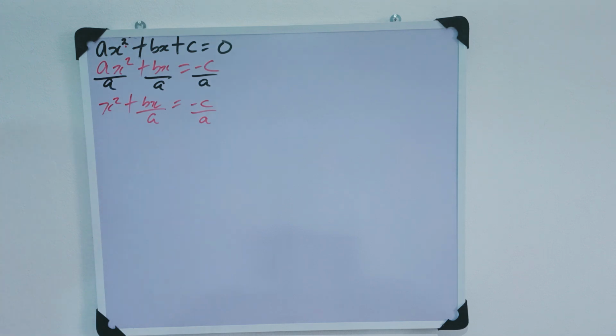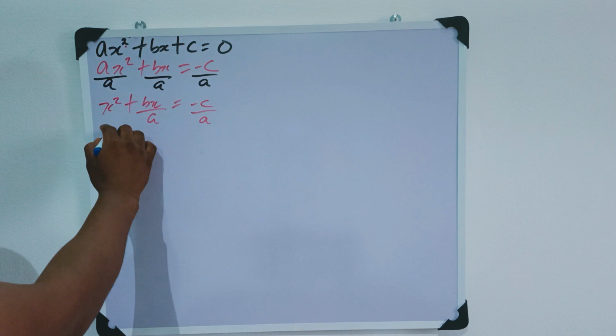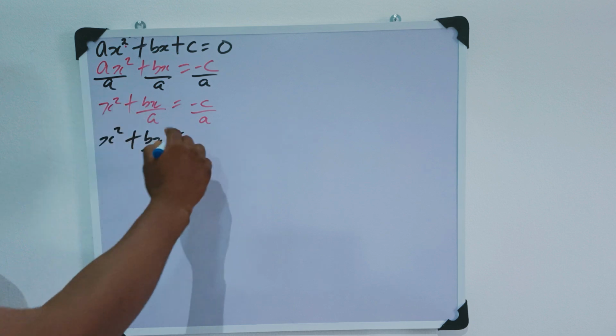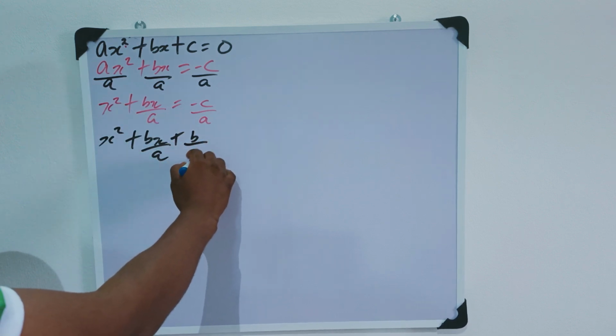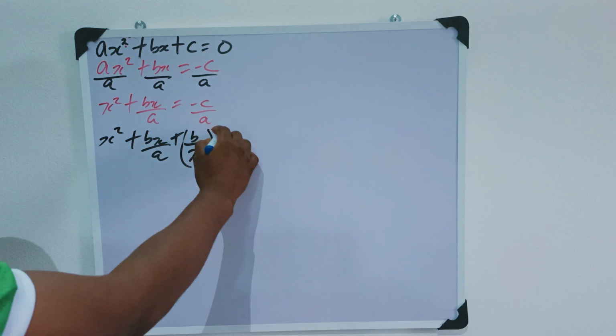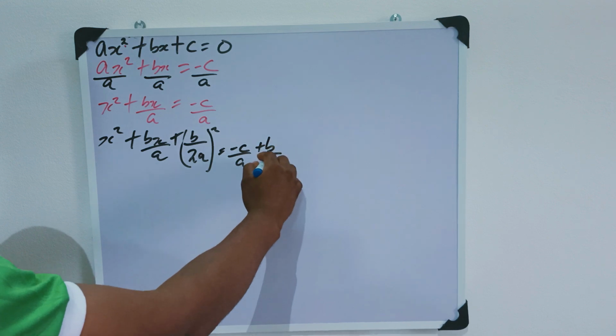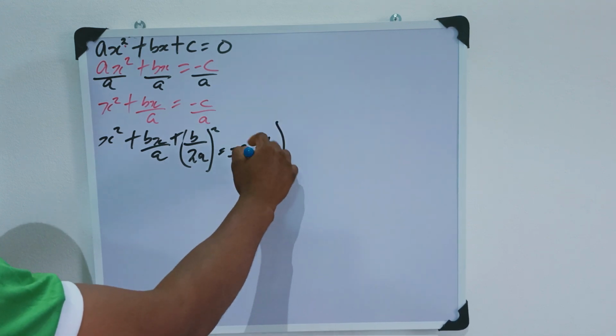The next step is to identify the coefficient of x. What's the coefficient of x? Positive b over a. What you do is multiply the coefficient of x by half, so that will be b over a multiplied by half, which is b over 2a. Then square that result and add it to both sides. So that will give us x squared plus bx over a, and now we're adding a new expression to both sides, b over 2a all squared, equals minus c over a plus b over 2a all squared.